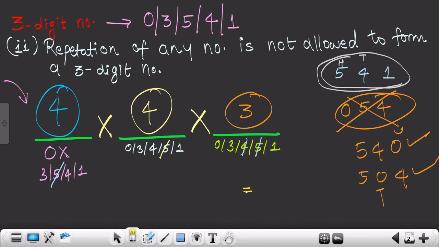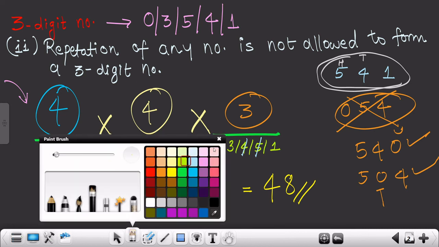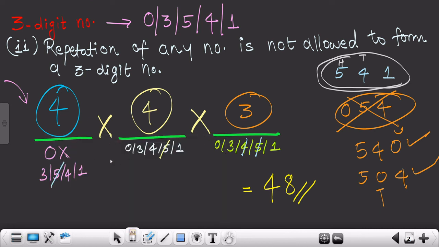So basically we have 4 4s are 16, and 16 into 3 is 48. 16 2s are 32, and 16 3s are 48. Yeah, so just a second, I will write in bold. That means we have 48 such cases. That means 48 such 3-digit numbers can be formed from this available set of numbers 0, 3, 5, 4, 1, such that repetition of any number is not allowed. And for your better understanding, whenever you refer to the PDF, you should get this conclusion.